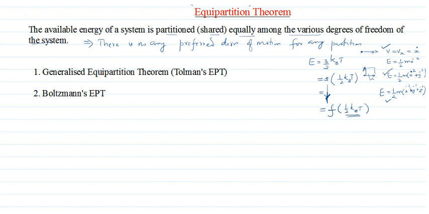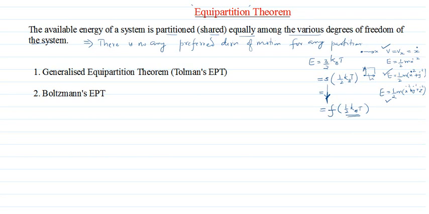So that is the simplest idea. It's also the same equipartition theorem. Maybe that's the way in which you have learned in your higher secondary classes, that each degree of freedom contributes an energy equal to half kBT to the total energy of the system.